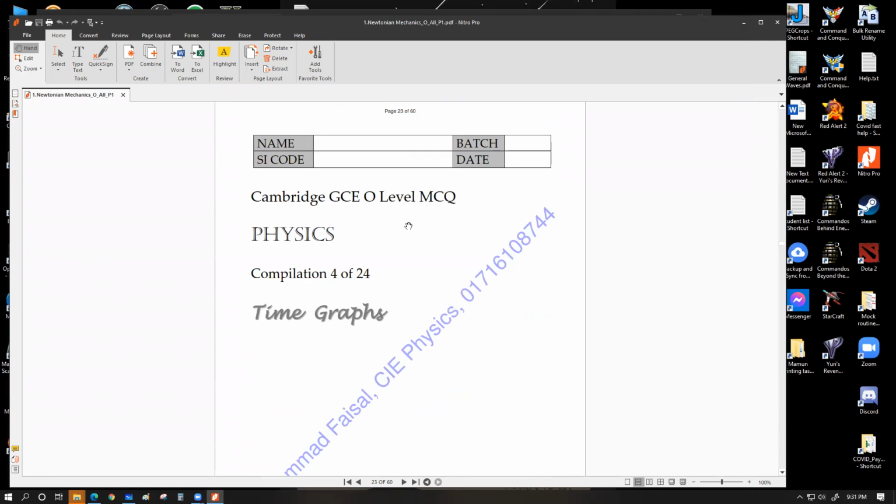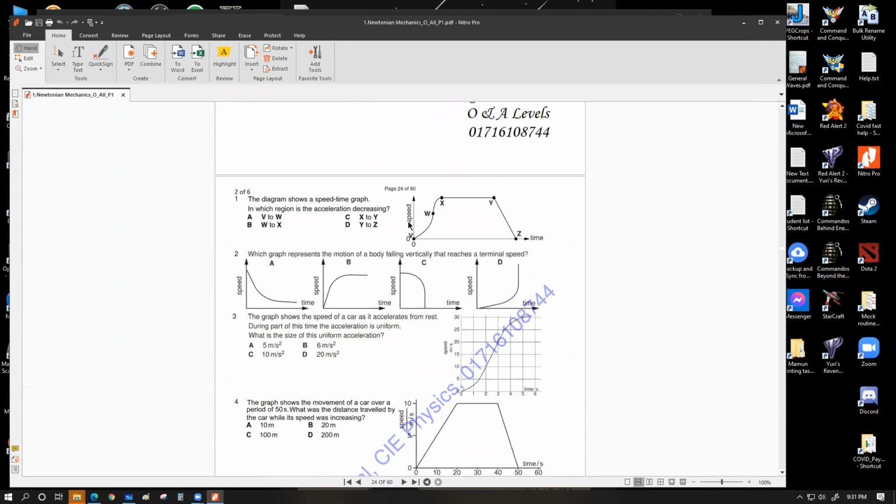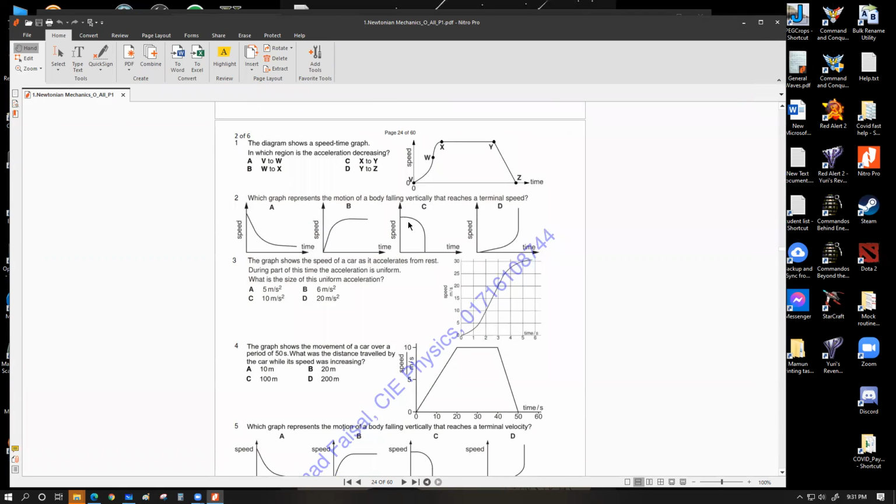This is number 2 and number 3 and number 4 is the time graphs. If you have access to this paper and if you can make some time, also attempt this paper as well. You do not have access to the answer key of the MCQ paper.